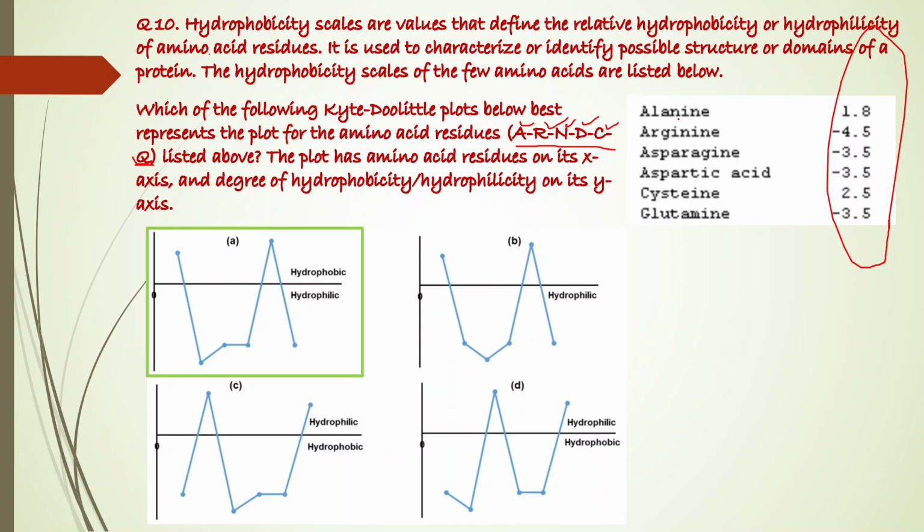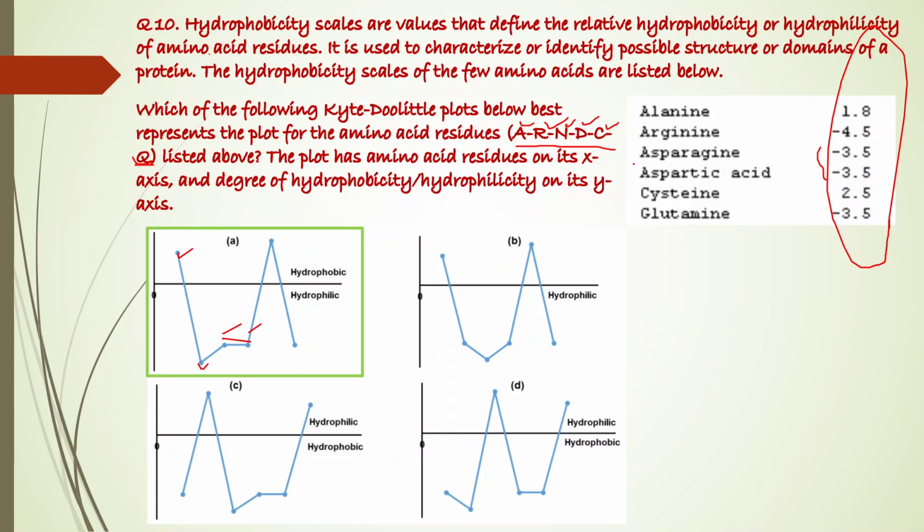So let us see the graphs. Let us start with option A. Alanine is 1.8, obviously positive, so it is correct. Arginine is minus 4.5, again negative, and it is correct. Asparagine and aspartic acid both are minus 3.5, so N and D both are minus 3.5. This has increased from minus 4.5 to minus 3.5, so it is again correct and both are the same.